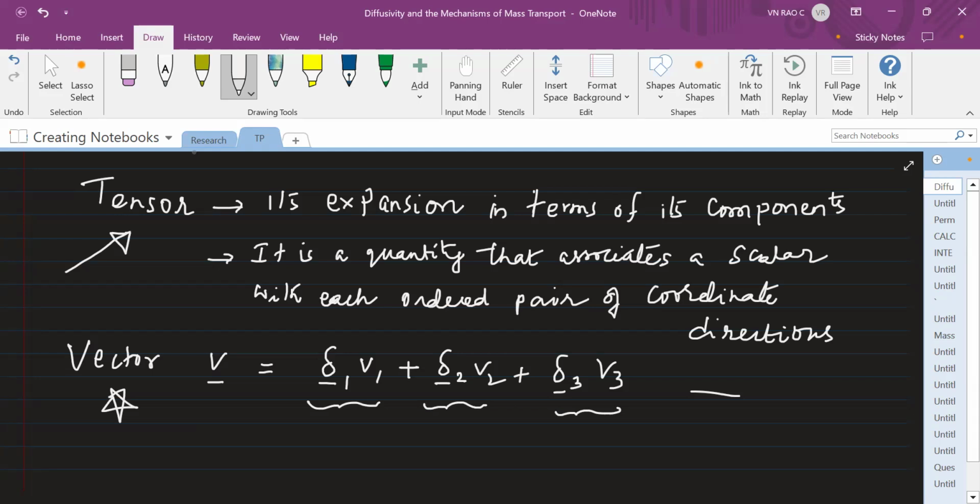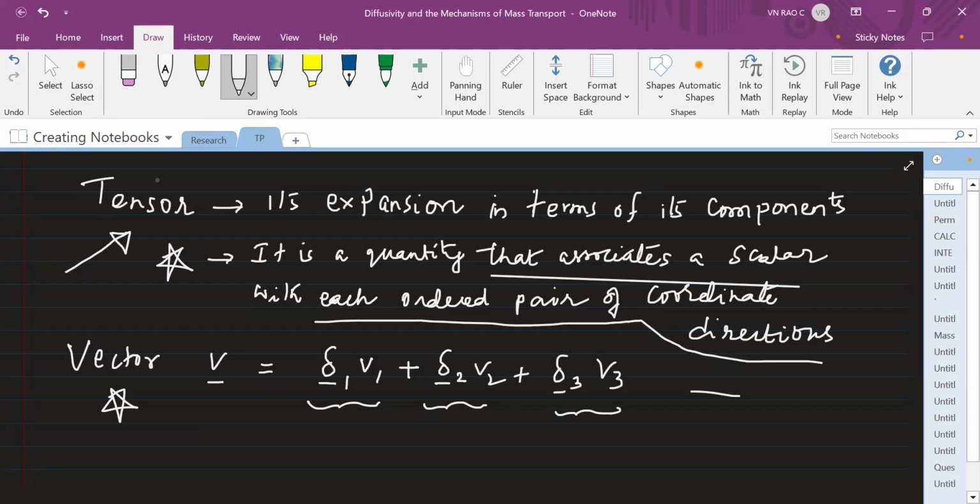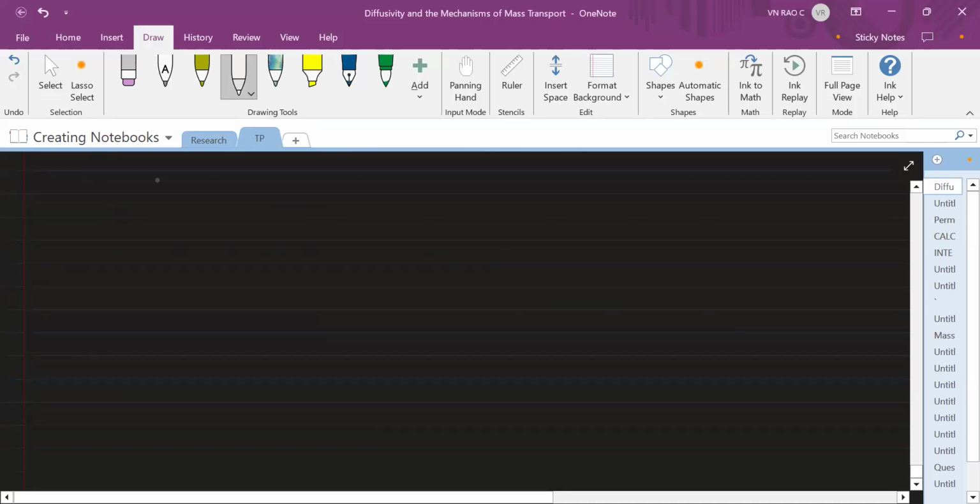How is a tensor defined? Definition of a tensor: it is a quantity that associates a scalar with each ordered pair of coordinate directions. I think a tensor. Okay. Let us see a tensor. Notation of a tensor.